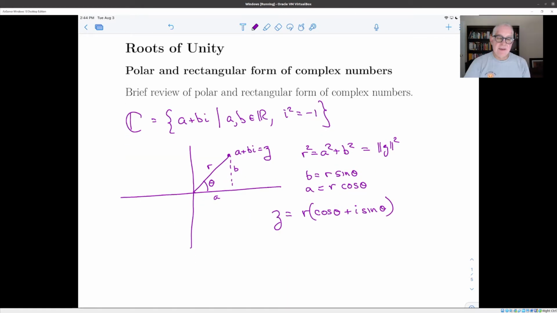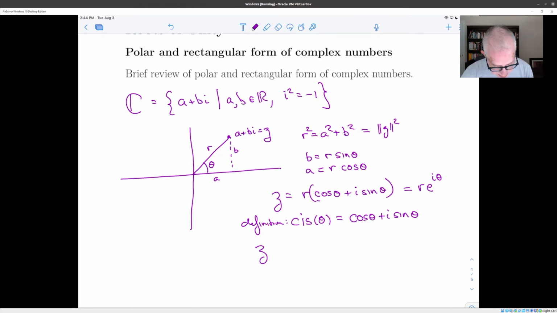And there's a convention. If you've worked with complex exponentials before, then you know this is probably r e to the i theta. If you haven't worked with complex exponentials, then we're just going to make a notation. We're going to follow the book. The book uses the term cis theta to mean cosine theta plus i sine theta. It's a definition. So with that definition, our complex number can be written r cis theta.